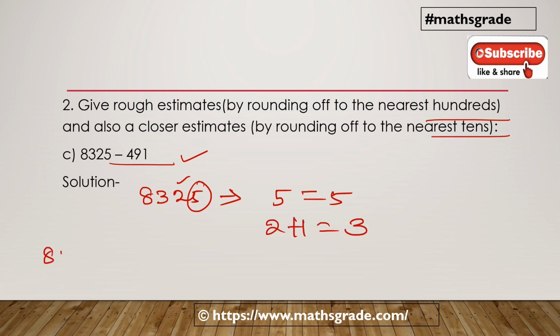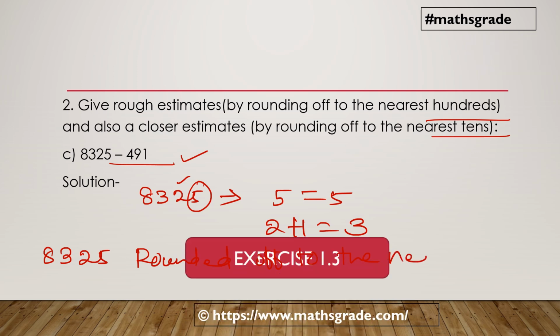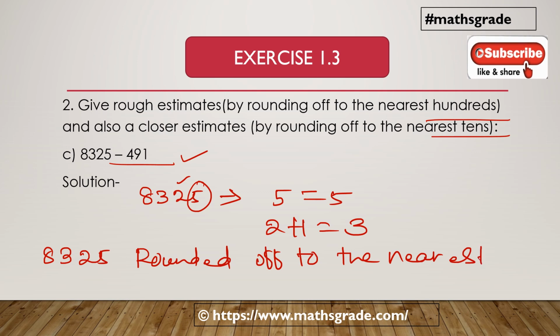So 8325 rounded off to the nearest tens is 8330.